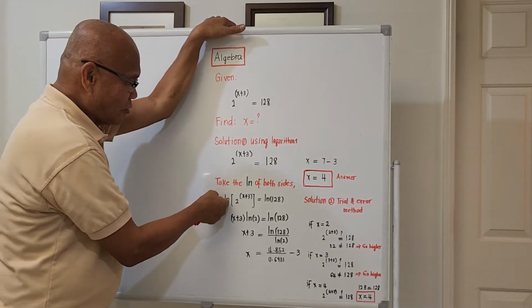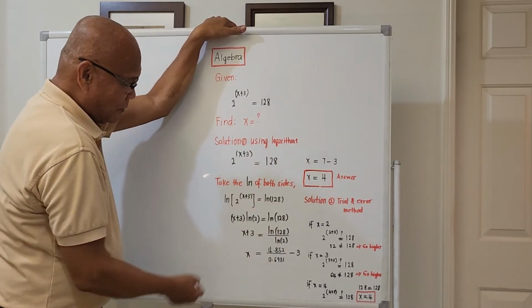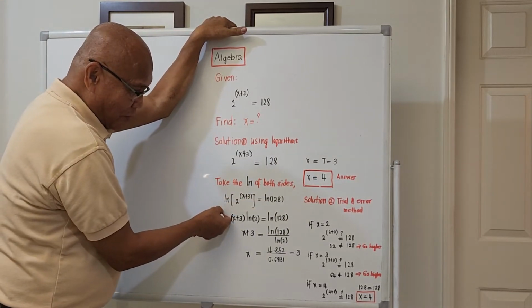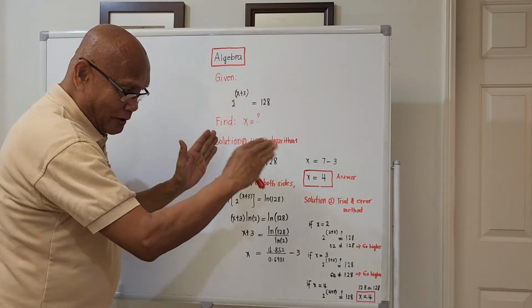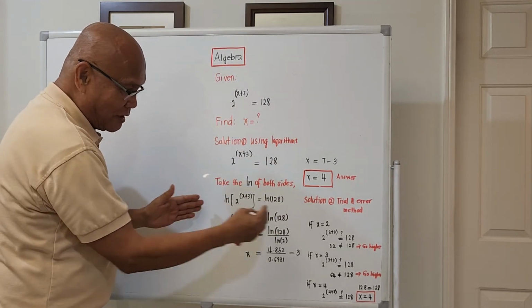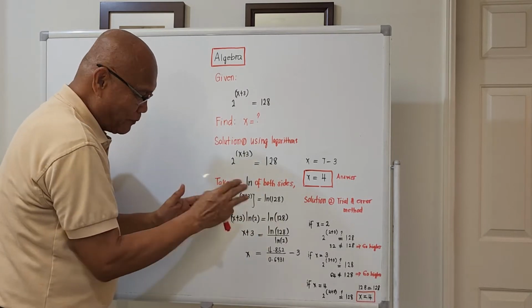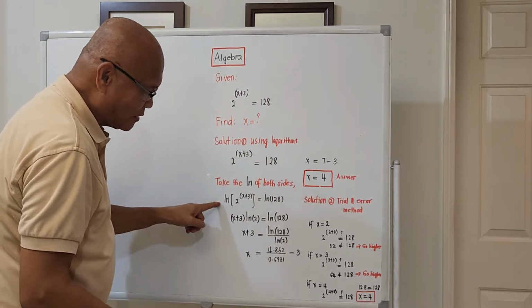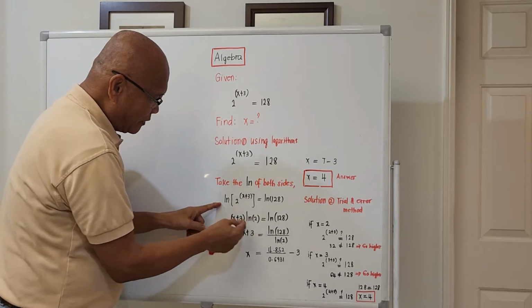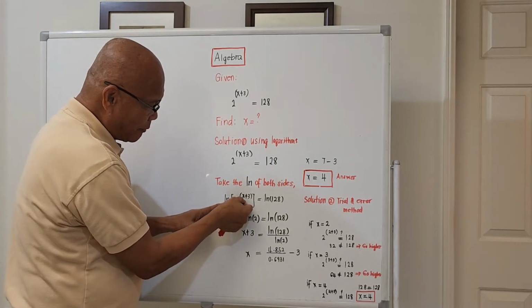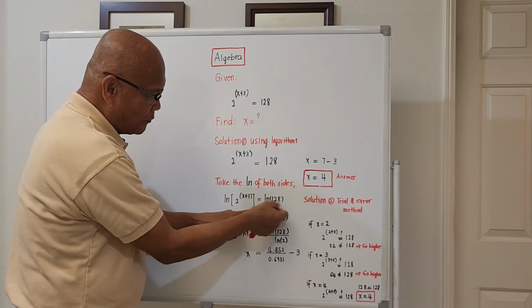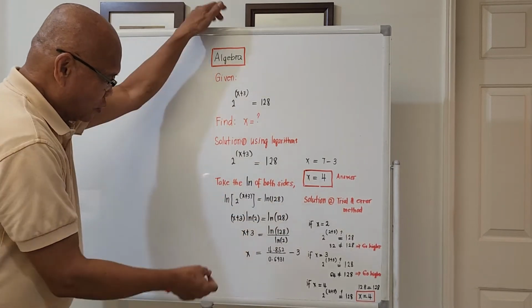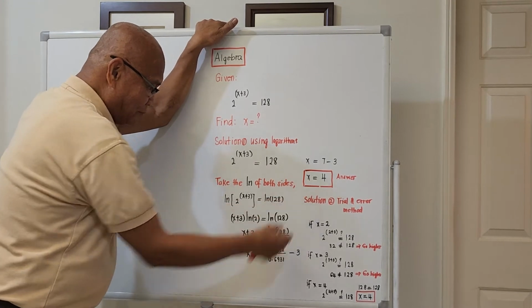So taking the natural logarithm of both sides, just be careful. The given exponent is a quantity, so we use a bracket to enclose this one. So the natural logarithm of open bracket 2 raised to the quantity of x plus 3 close bracket equal to the natural logarithm of 128. What you will do on the left, do it on the right.